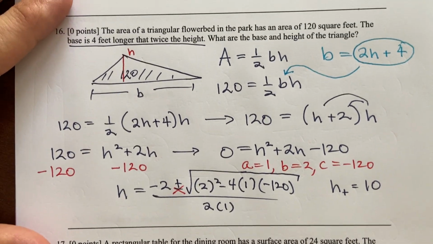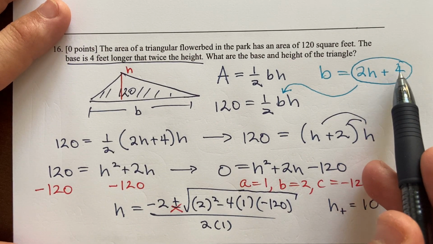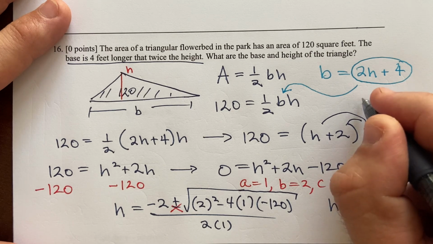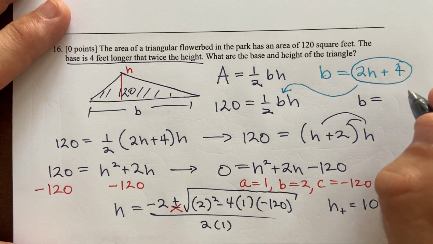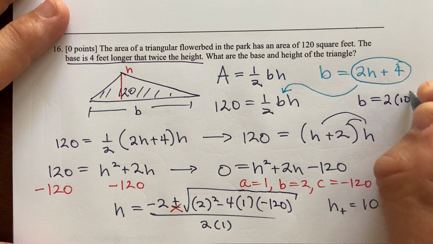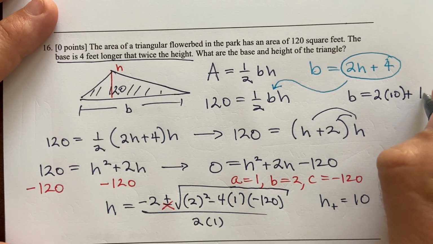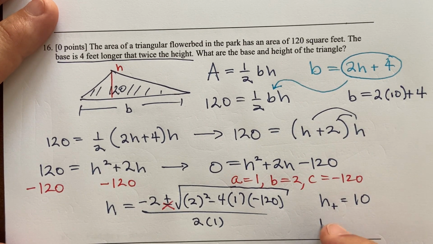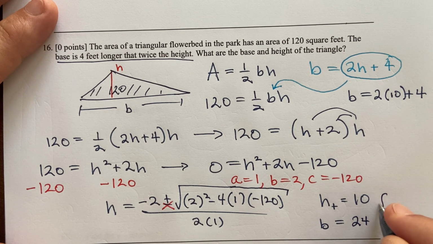To find the base, I need to double the height and then add 4. So B would equal 2 times 10 plus 4. In other words, 24. And these are both feet.